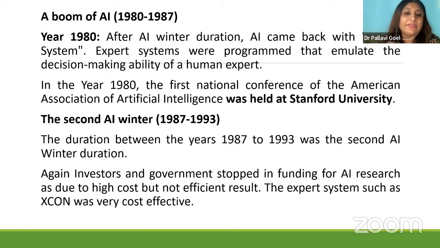The second AI winter was in 87 to 93, with a little bit more changes. But the expert system such as Con was very cost effective in 87, which was the second version of it. Next slide, please.